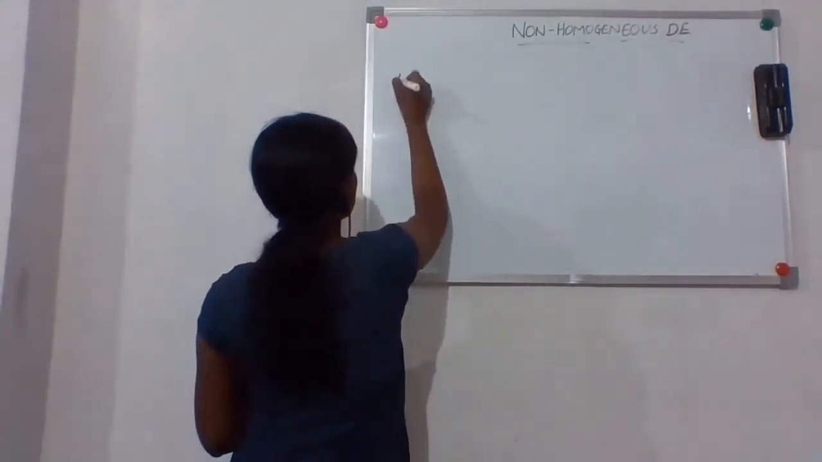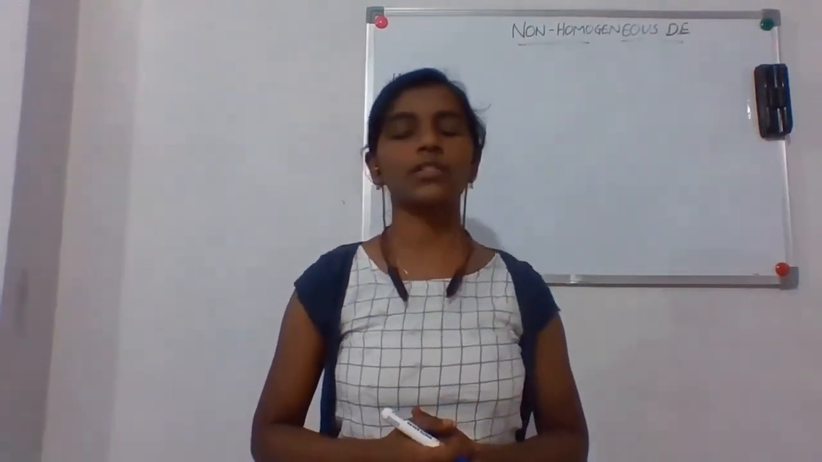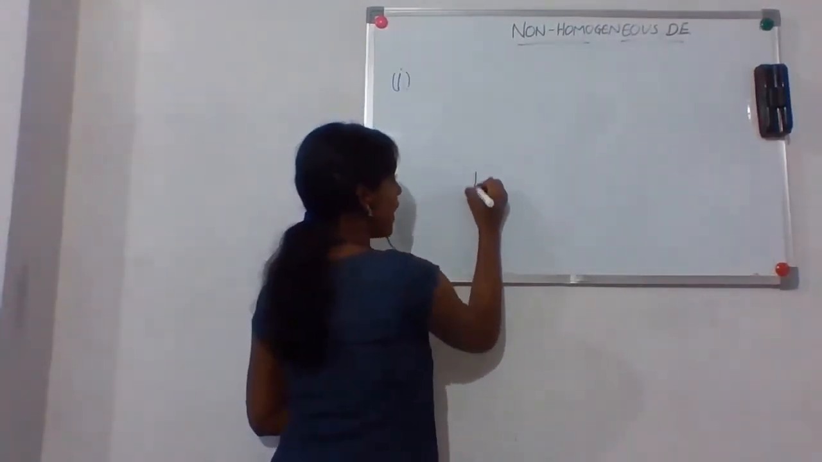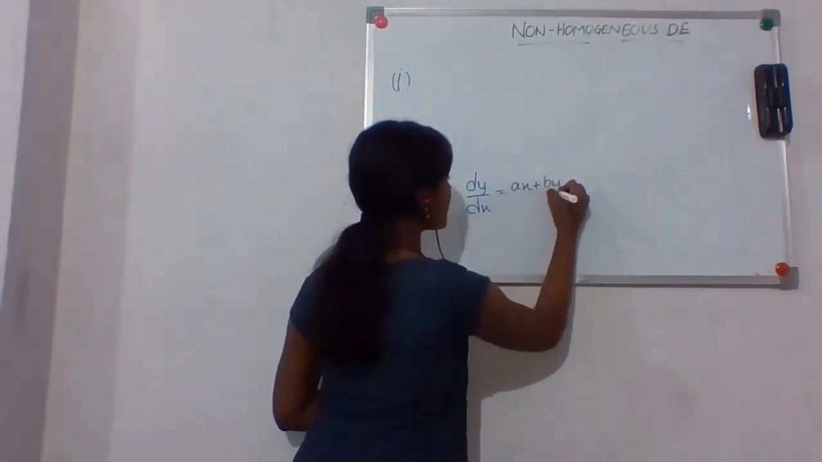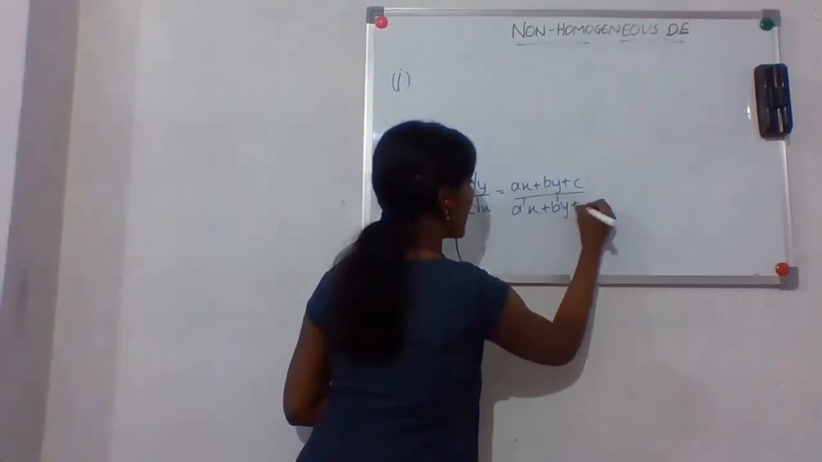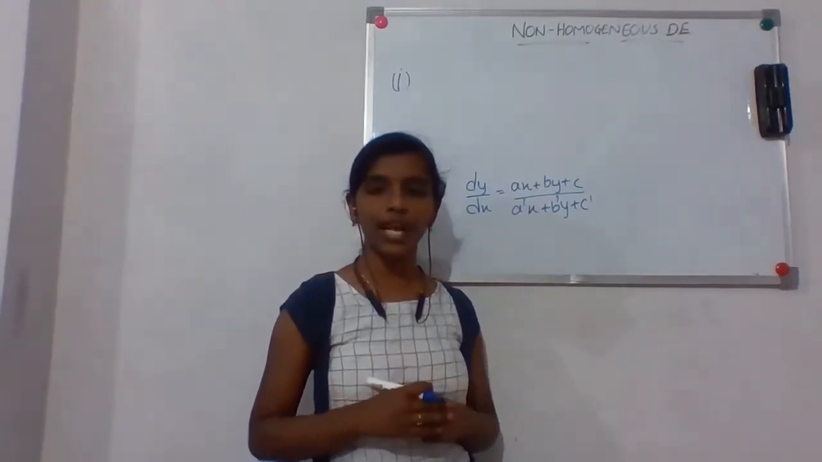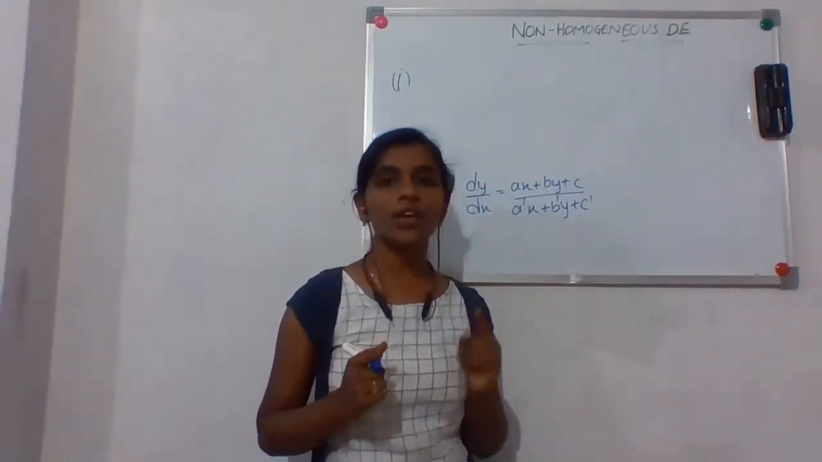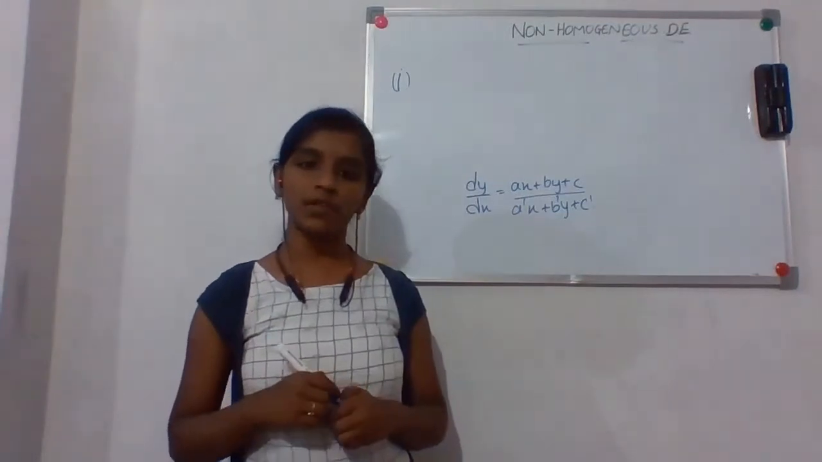Okay. The first case. So what is the first case of a non-homogeneous differential equation? Generally, a non-homogeneous differential equation looks like this: dy by dx is equal to (ax plus by plus c) by (a dash x plus b dash y plus c dash). This is what a non-homogeneous differential equation looks like. So as you can see a problem, you can easily tell whether it is homogeneous, non-homogeneous, or whatever. Understand?